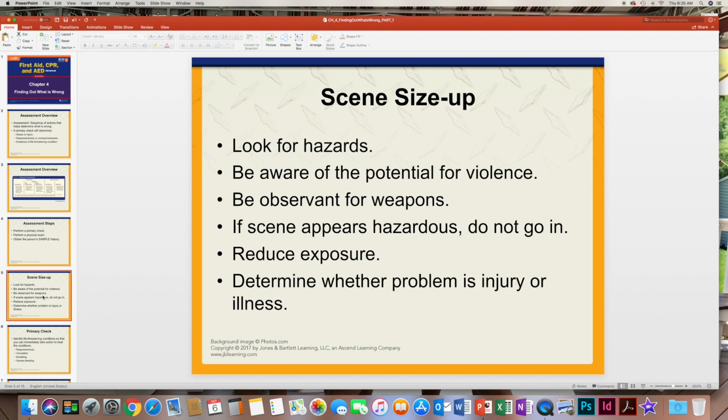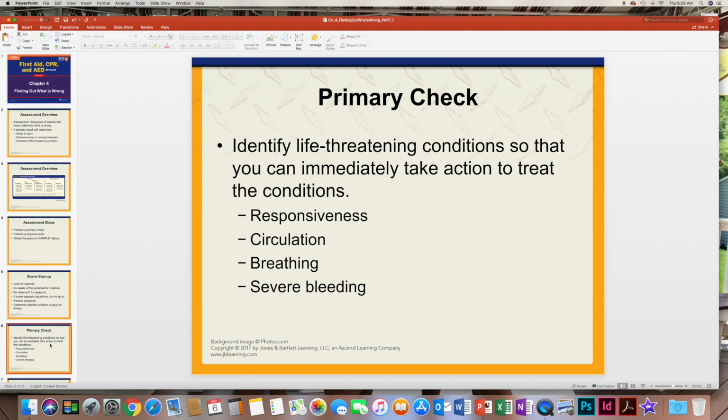First, you have to size up the scene. Look for hazards. If there's any violence, observe if there are any weapons on the scene. If there are any hazardous materials, or if the scene appears hazardous, do not go in. You need to reduce the exposure to any of those type of elements. Determine whether the problem is an injury or an illness. If it's a life-threatening condition, you need to react immediately so that you can avoid death and dying.